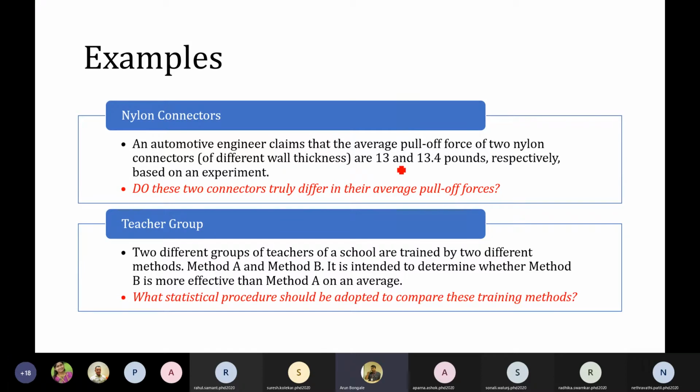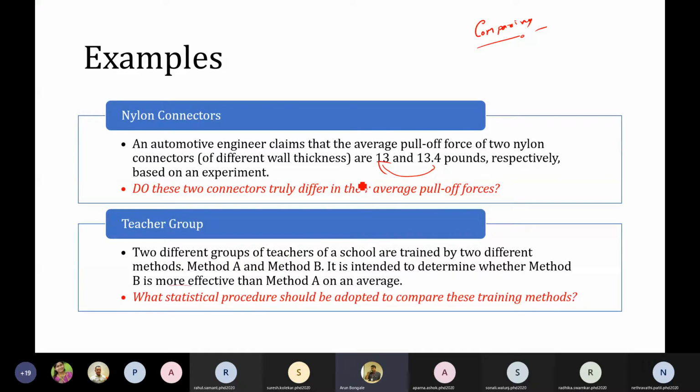What we are doing here is comparing two different types of connectors. Similarly, one more example is related to a teacher group. Two different groups of teachers of a school are trained by two different methods, method A and method B. It is intended to determine whether method B is more effective than method A on average. So again, we are comparing the effectiveness of method A and method B.